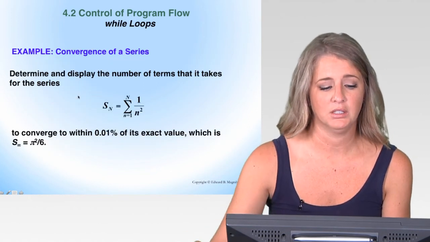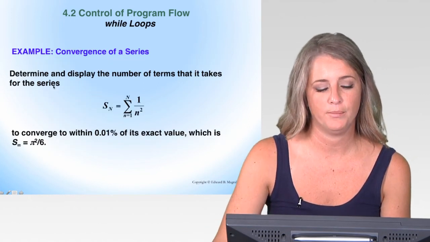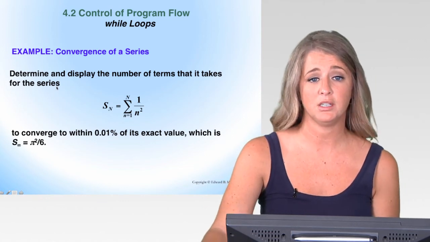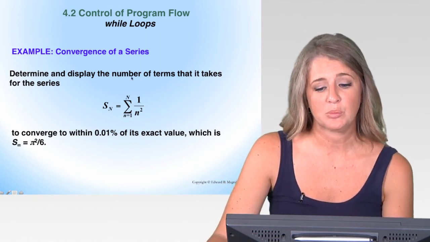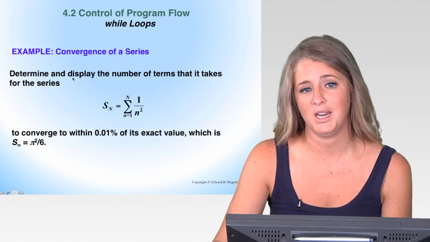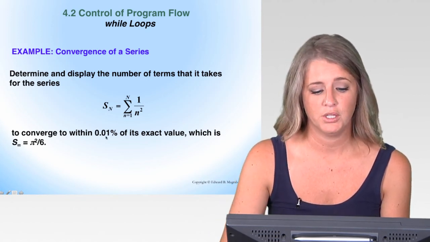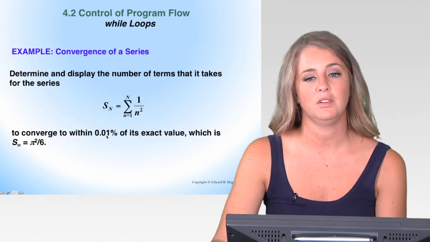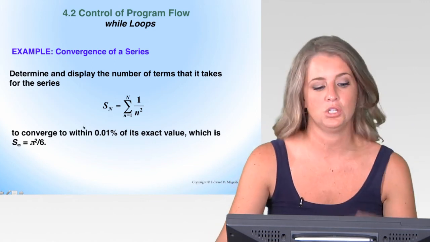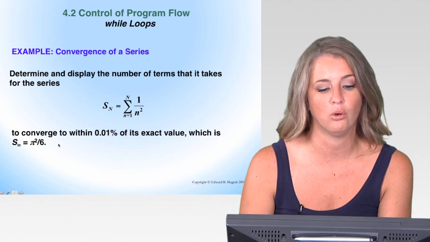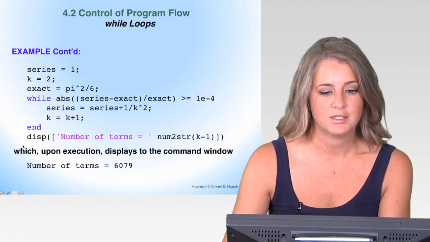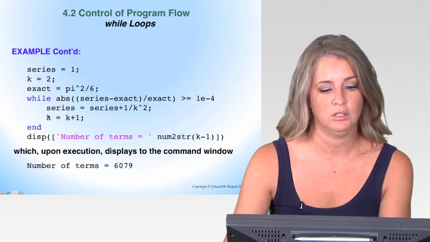Here's an example here. Let's say that we wanted to do an example on convergence of a series, and we want to determine and display the number of terms that it takes for the series, this series here, to converge within 0.01% of the exact value, which is pi squared over 6. This is the syntax that we could use to do that.